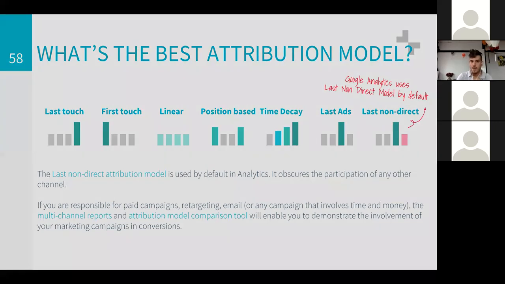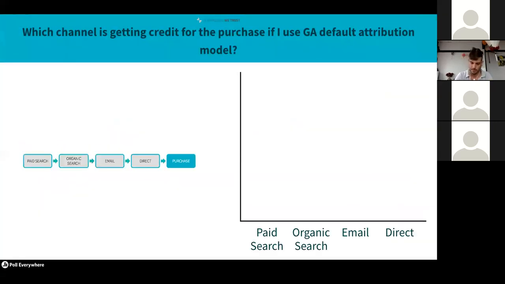just after. But this is the new poll. It's the last one. So I invite everyone to go back to the page I shared. So this time it's another conversion path. We have 4 channels that participated in that purchase. First time it came through paid, second organic search, third email, and last direct. According to GA's default attribution model, who is getting the credit?